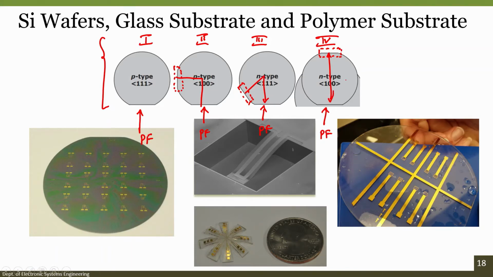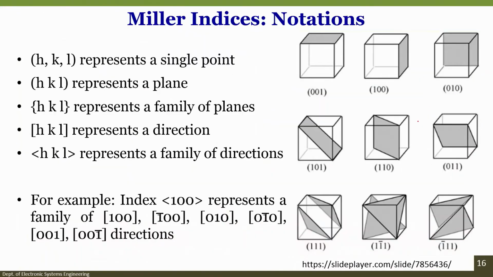So, depending on the angle of the secondary flat with respect to the primary flat, you can say whether it is a p type material or an n type silicon wafer, and whether the orientation is 100 or 111. We have seen what the meaning of this particular notation is: a family of directions.